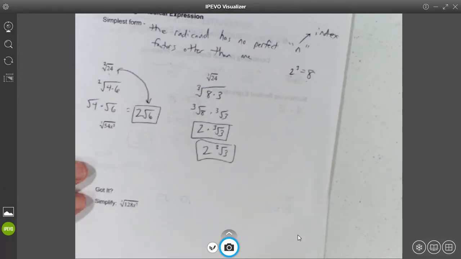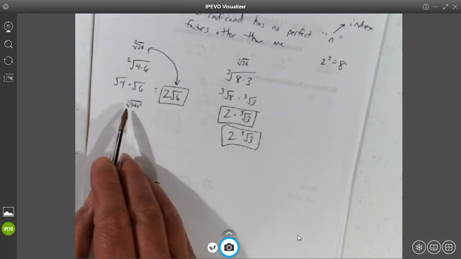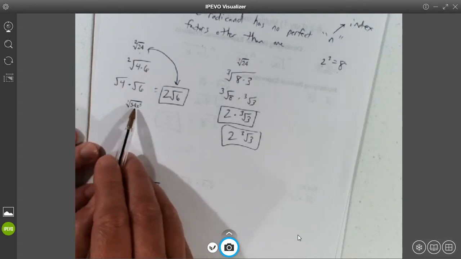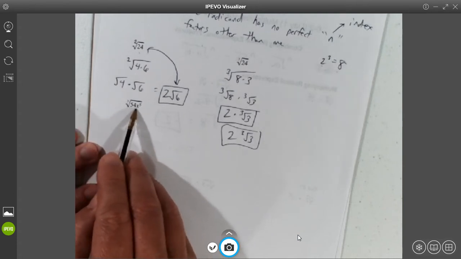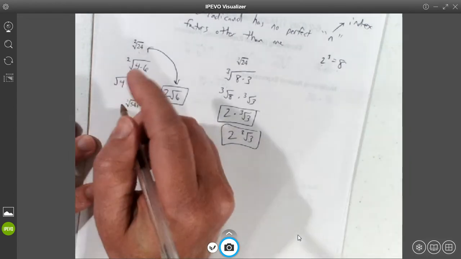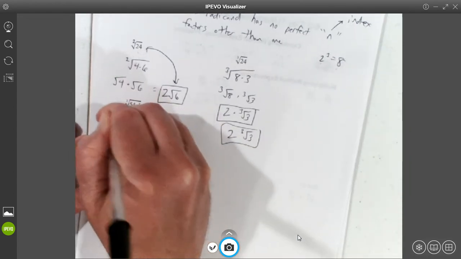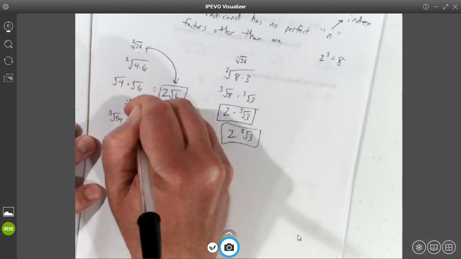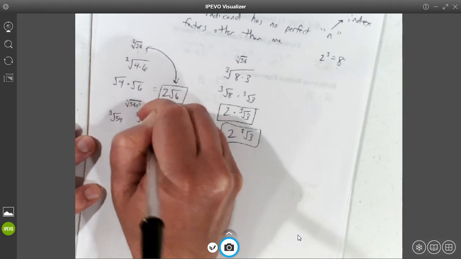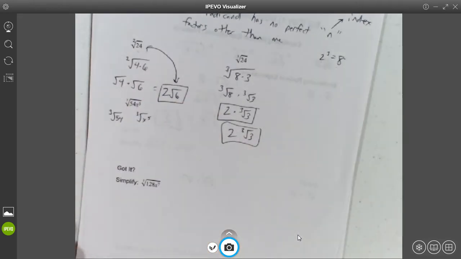Okay. So now let's look here. What if we throw some variables in here? Well, the first thing I'm going to do is rip this up into numbers and variables. So I'm going to look at it as the cube root of 54 and the cube root of x to the 5th. I'm going to deal with my numbers and my variables kind of separately here.